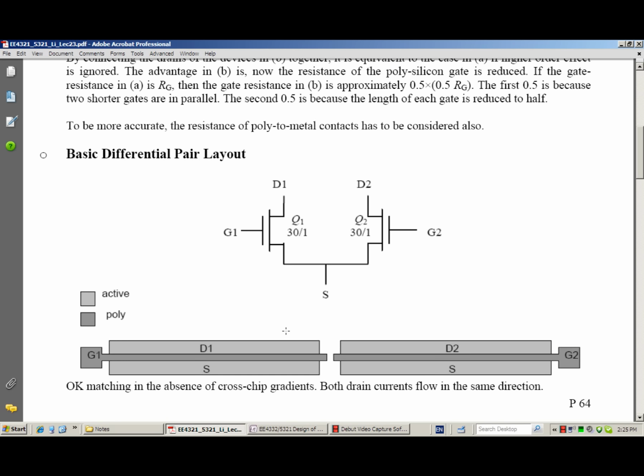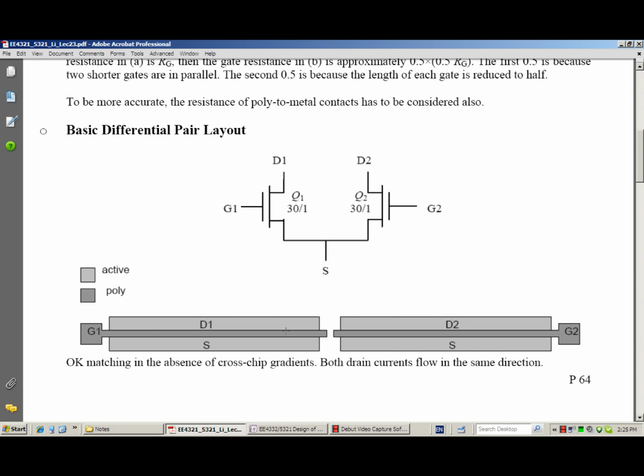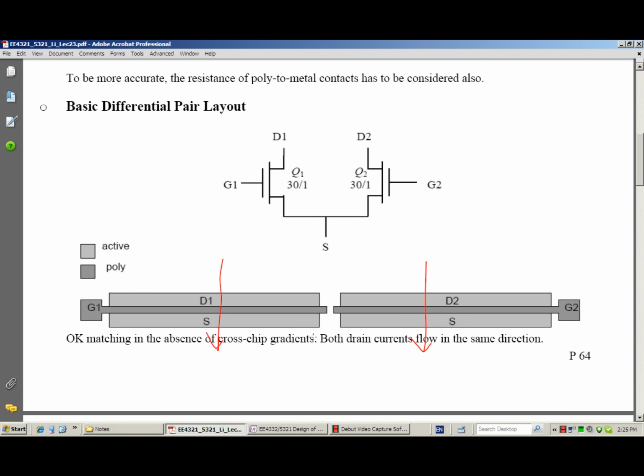And the second point, we want to analyze how to lay out a differential pair. Here we have the basic differential pair layout. On this layout, we have two transistors, and the two transistors are oriented in the same way, so the current flows from drain to source. Both transistors have the same direction of current flow. That is good, it helps the matching issue. But a not so good thing is this layout is sensitive to cross-chip gradient.